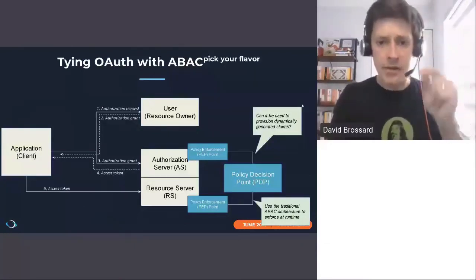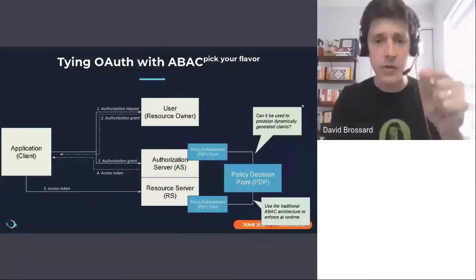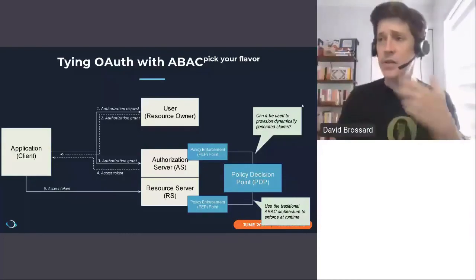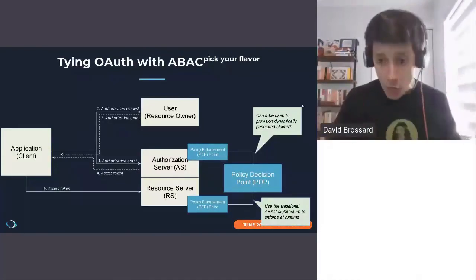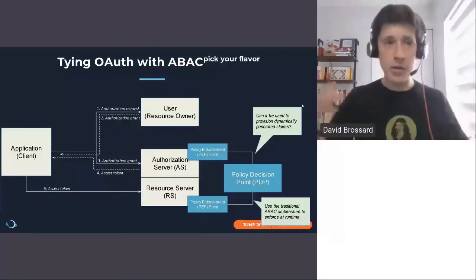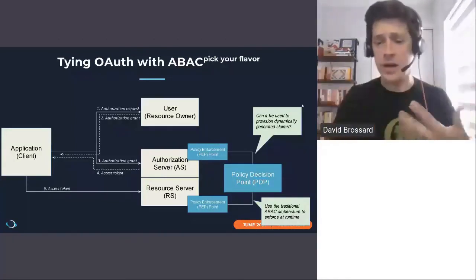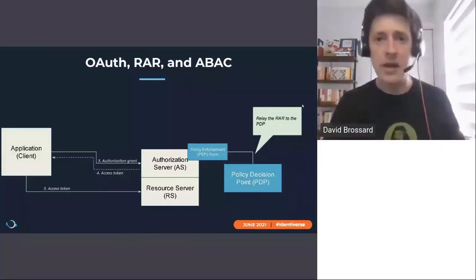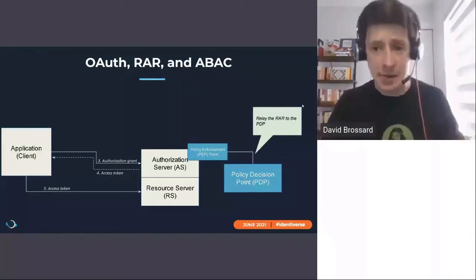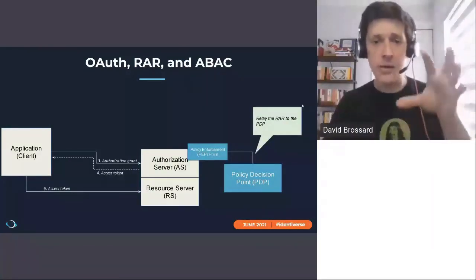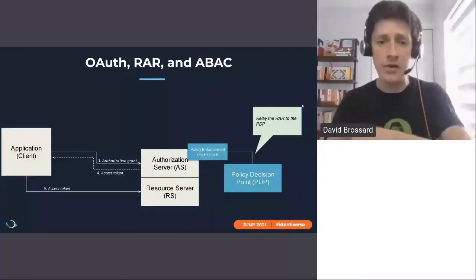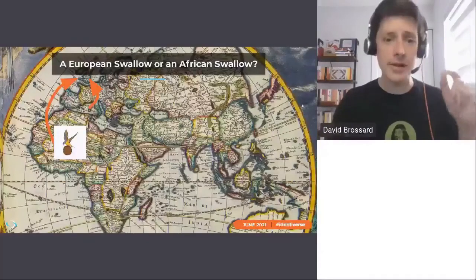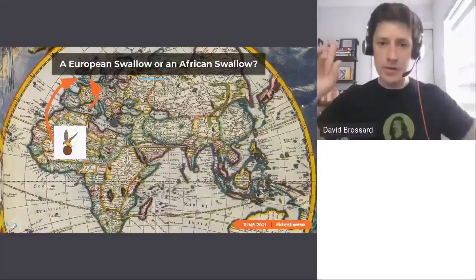Tying OAuth with ABAC looks a little like this. You can actually deploy enforcement points within your authorization server and within the resource server that can go back to a policy decision point, either for design time authorization to get additional dynamically generated claims, or for actual runtime authorization. So OAuth can plug right into ABAC, either XACML or ALFA or Open Policy Agent. And then more specifically, you can have rich authorization requests to help you standardize that pattern. So within the authorization server, you can have a rich authorization request go right to the policy decision point and get an authorization decision.